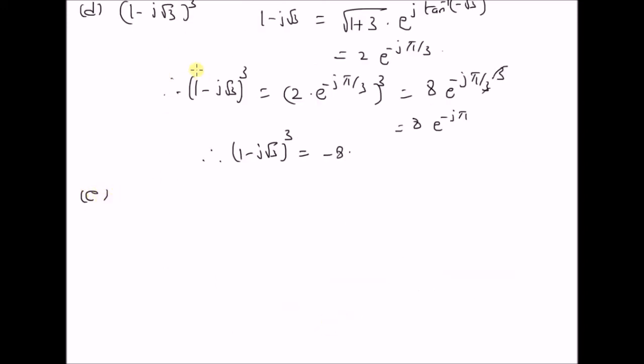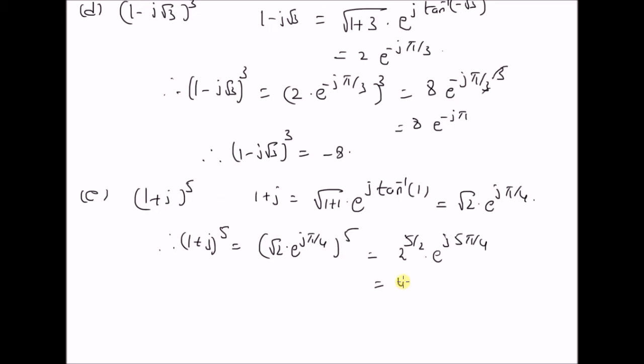Let us look at another example of powers, that is 1 plus j power 5. Here 1 plus j is equal to square root of 1 plus 1, that is the amplitude, multiplied by e power j into tan inverse of 1. That is 1 by 1 is 1. Therefore, this is equal to square root of 2 e power j pi by 4. Therefore, 1 plus j power 5 is equal to square root of 2 into e power j pi by 4 whole power 5. So, this is equal to 2 power 5 by 2 multiplied by e power j into 5 pi by 4. That is 4 root 2 multiplied by e power j 5 pi by 4.